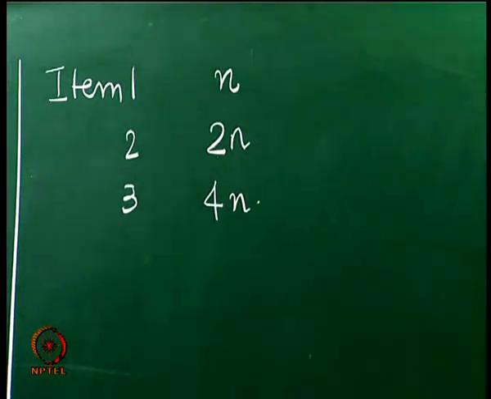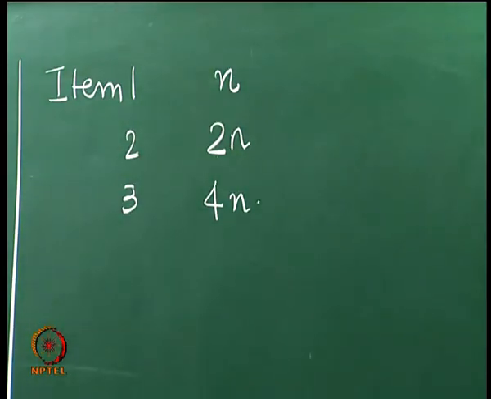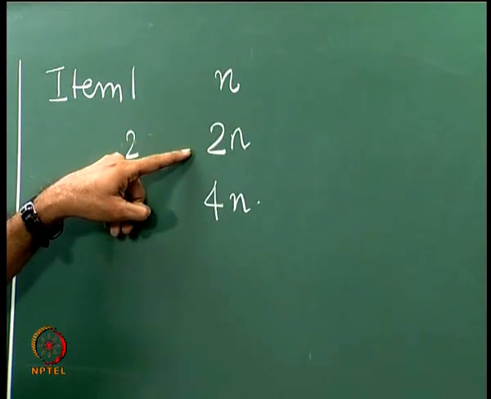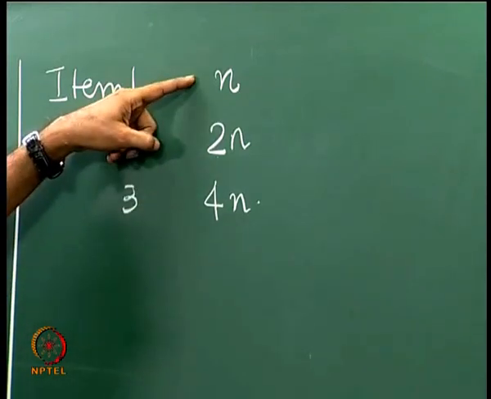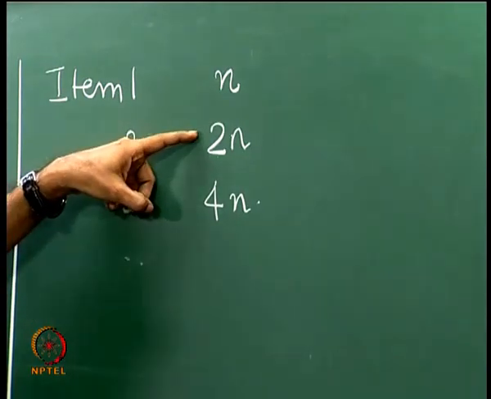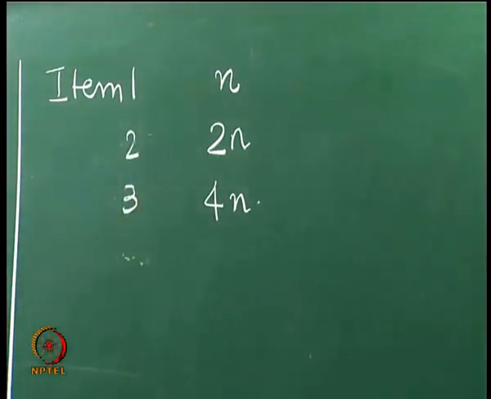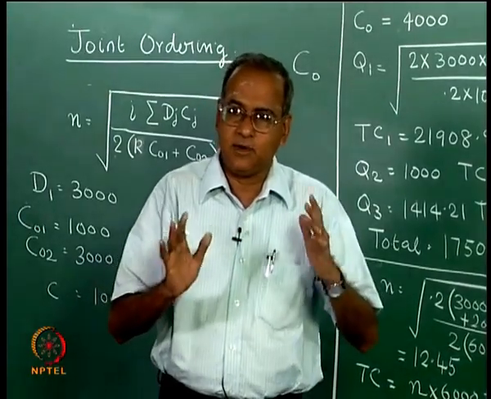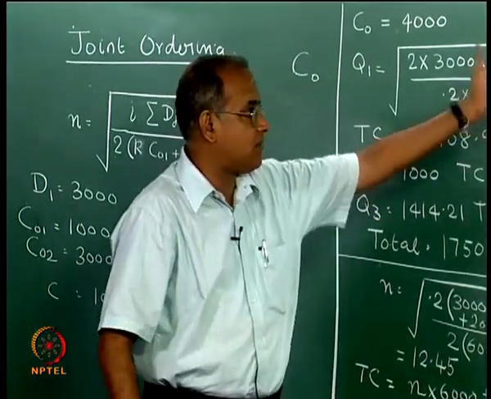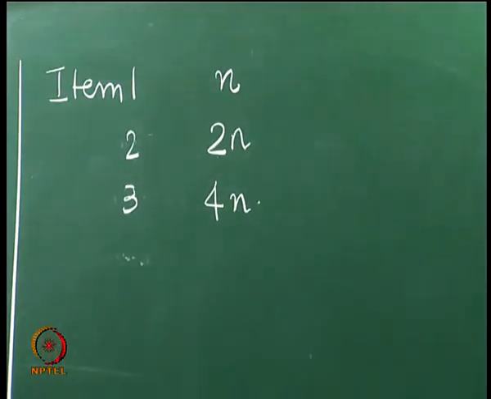Which simply means that for every order here, we will have 2 orders here and 2 orders here. So, this order n will synchronize with this and this, and this 2n will also start synchronizing with this 4n. But then the order quantities will be suitably defined, and you can still exploit the basic idea of joint ordering, because the number of orders is only an integral multiple of this.